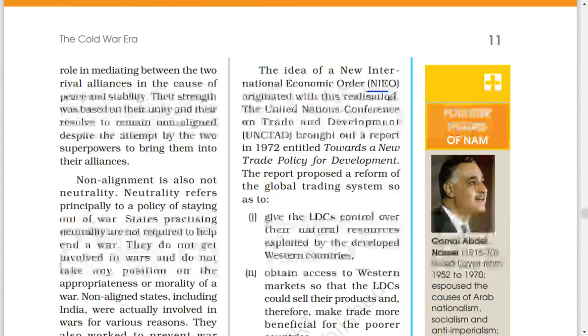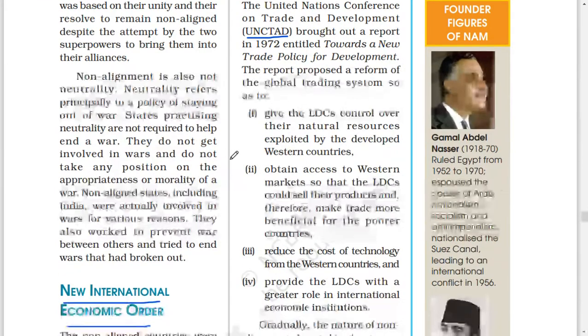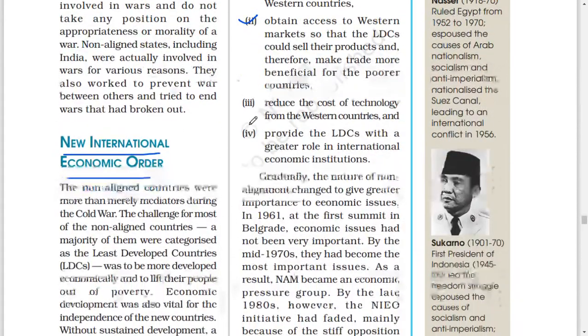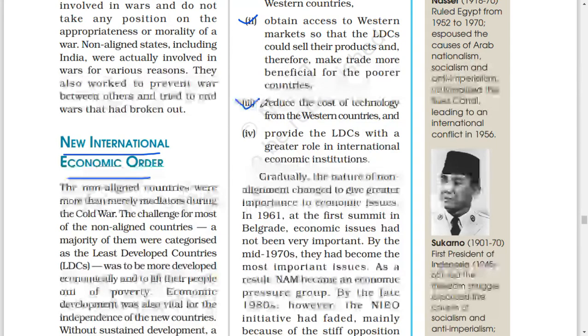The United Nations Conference on Trade and Development (UNCTAD) brought out a report in 1972 entitled Towards a New Trade Policy for Development. The report proposed a reform of the global trading system so as to: 1. Give the LDCs control over their natural resources exploited by the developed Western countries; 2. Obtain access to Western markets so that the LDCs could sell their products and therefore make trade more beneficial for the poorer countries; 3. Reduce the cost of technology from the Western countries; and 4. Provide the LDCs with a greater role in international economic institutions.